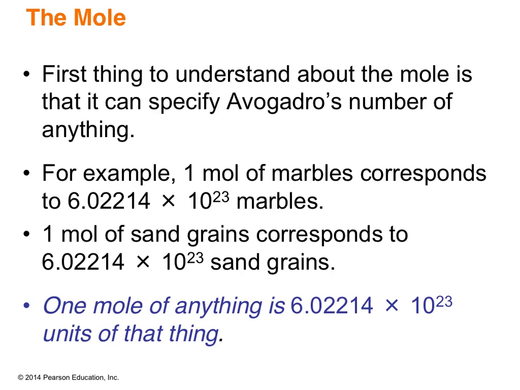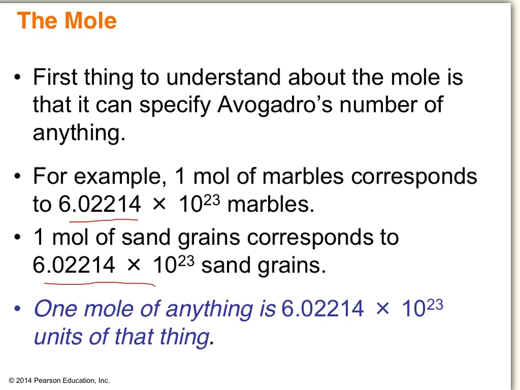Now one thing you have to understand about mole is that it specifies Avogadro's number of anything. So if I say 1 mole of books, then it is 6.023 times 10 raised to 23 books. 1 mole of ants means 6.023 times 10 raised to 23 ants, right? So 1 mole of anything is 6.023 times 10 raised to 23 of that thing. It could be sodium atoms, potassium atoms, sodium positive ions, chloride ions, anything.